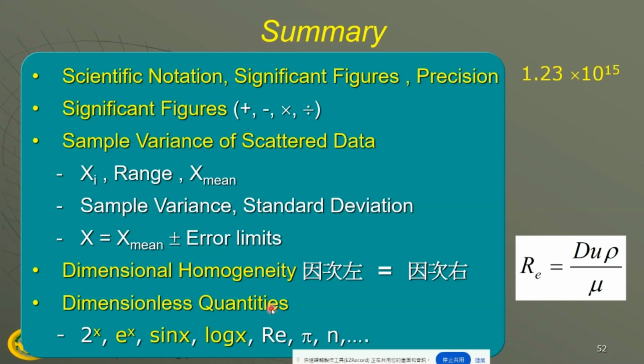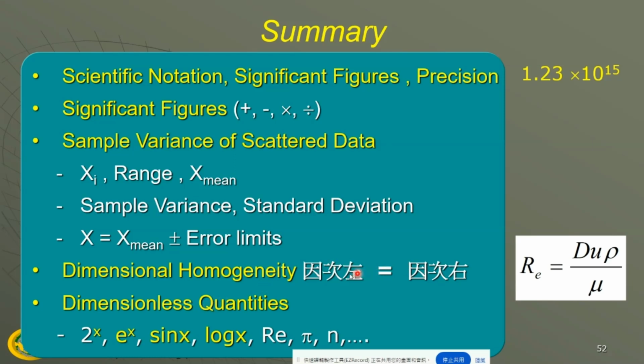Okay, so as a result, you can represent a data like this: x equal to x mean plus or minus error limits. So error limits can be one standard deviation or two standard deviations, for example. It all depends on your definition. Okay, right. And after that, we talk about dimensional homogeneity.